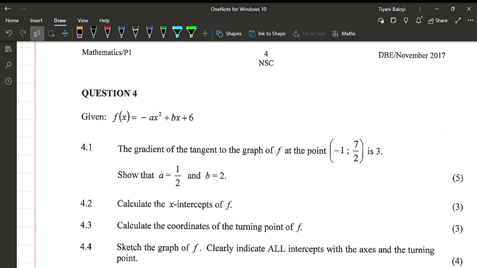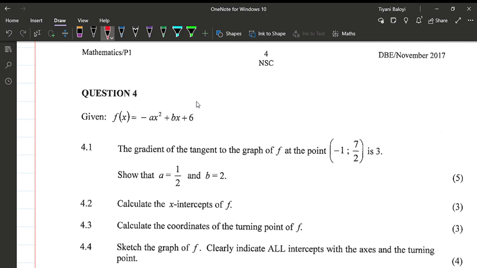Hello, everyone. So today we'll be continuing with functions for paper one. Today we'll be looking at question 4 from November 2017. Last time we looked at November 2016, question 4. So this is a different question. Last time it was an exponential function. Now we have a parabola, or a quadratic function.